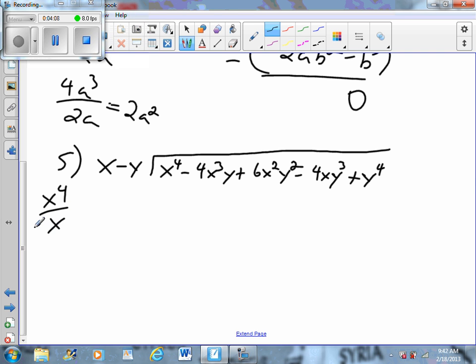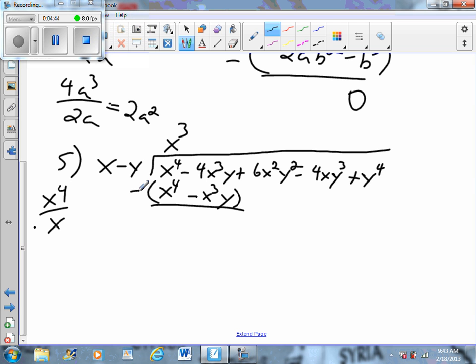We're going to look at x to the fourth over x. Reduces to x to the third, right? Okay. Now, x to the third times x minus y is the next step. That's going to give me x to the fourth and negative x to the third y. Subtract. The x to the fourth will cancel. Have y'all noticed this pattern in all these long division problems? All these first terms always cancel. It's going to be key to understanding synthetic division here in a little bit.